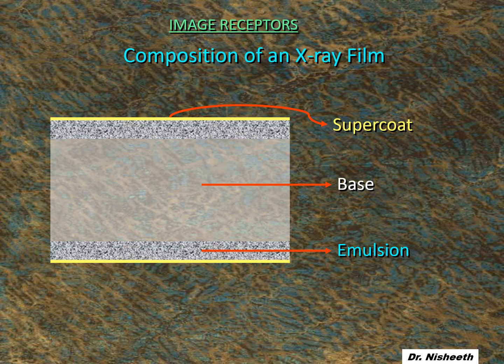On that plastic base, that is used as the base on which the X-ray film is built, an adhesive layer is applied. Adhesive means something like Fevicol to stick it. On that, an emulsion is applied on both sides.